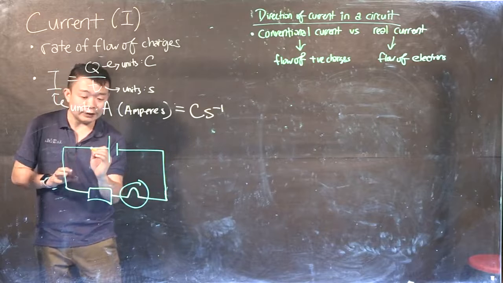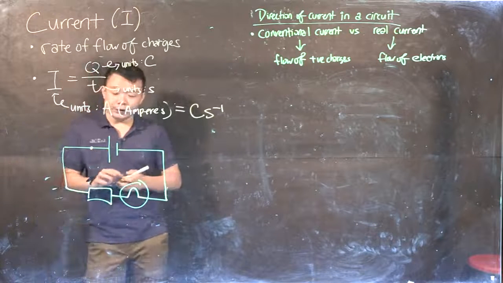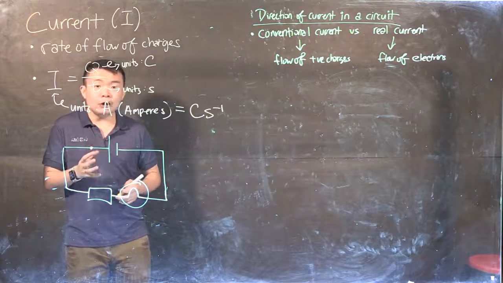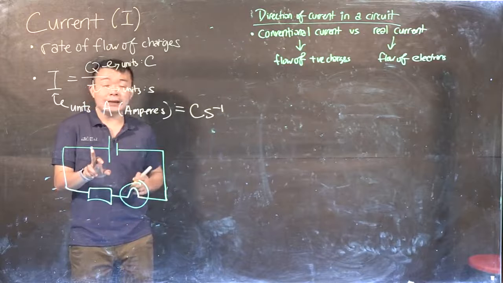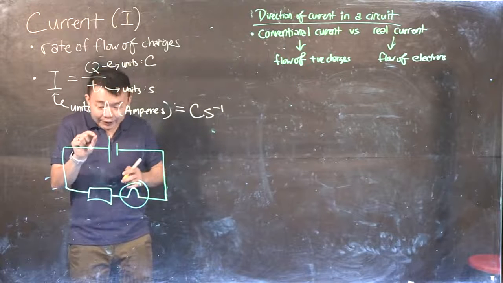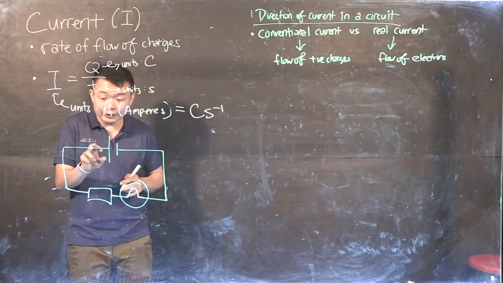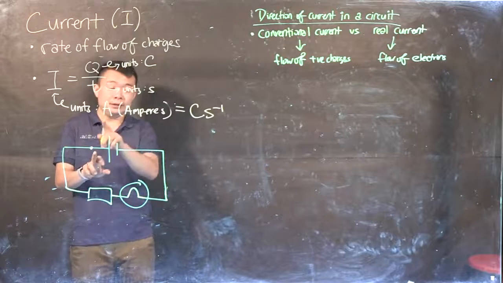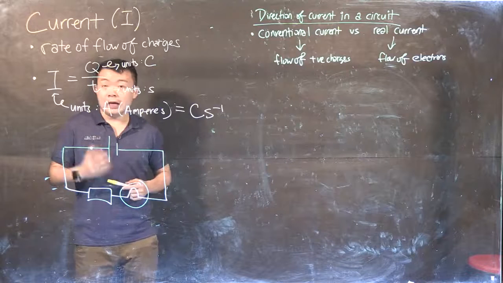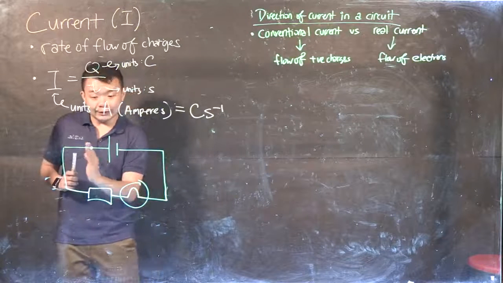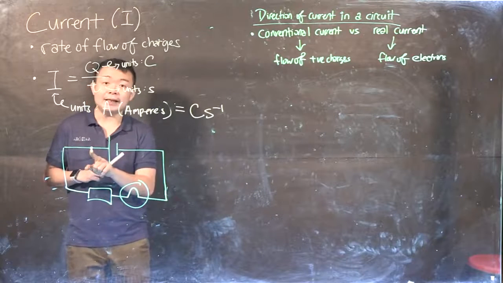You look at one particular point. Say I choose this point to look at. Alright, and I will count how many coulombs worth of charges go past this point every 1 second. And if I can literally count the number of charges and the amount of coulombs of charges that pass through this point in 1 second, I will get an amperes reading, and that is the meaning of current: the amount of charge that passes through one particular fixed point in a circuit every second.